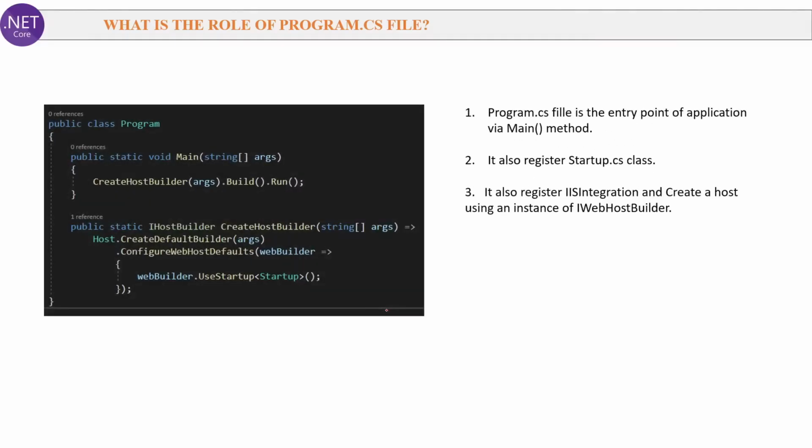Next question is what is the role of Program.cs file in .NET Core? Program.cs file is the entry point of the application via the Main method, which means whenever any request comes from any client, then the Main method is the first point of contact for it. Now this Main method will build the host server like the Kestrel and IIS servers with the help of the Build method. Then the Run method will send the request to the Startup class.